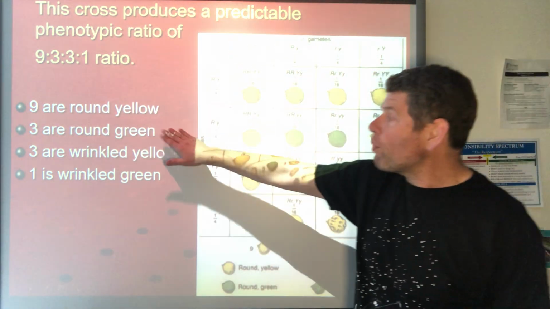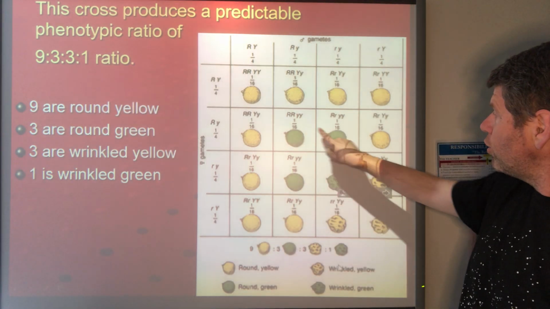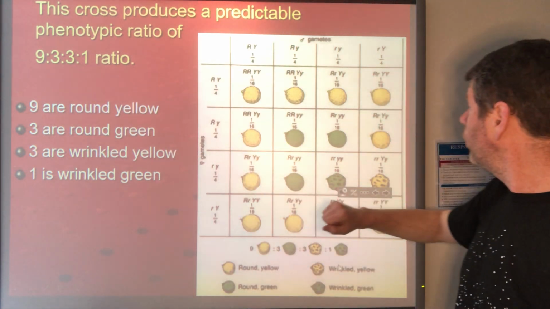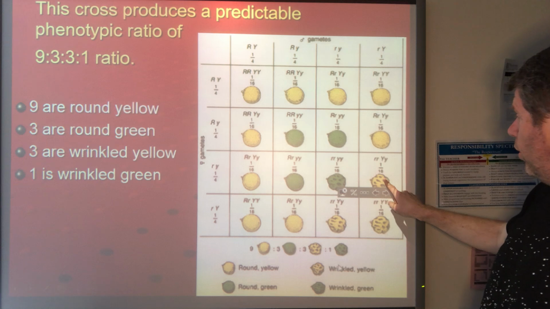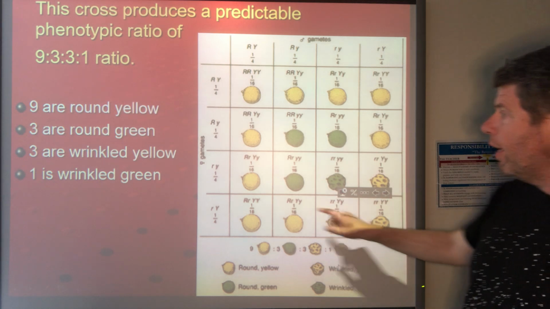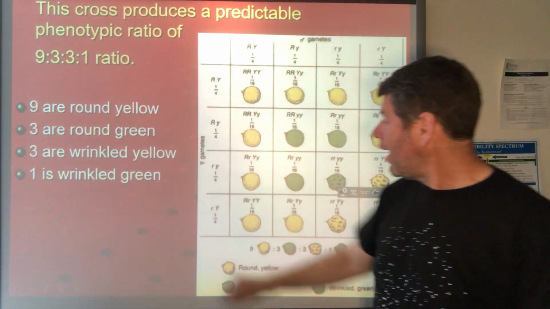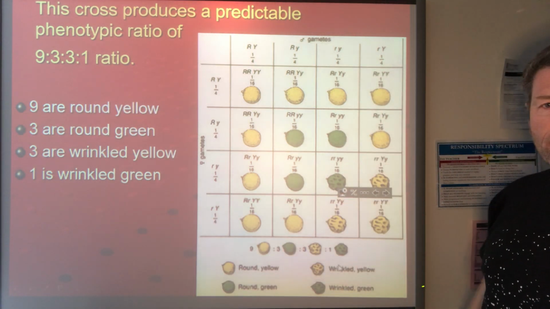You're going to find 3 that are round and green. Here they are right there: 1, 2, 3. You're going to find 3 that are wrinkled and yellow. Where are they? Right here: 1, 2, 3. And you're only going to find 1 that has both recessive traits, wrinkled and green.